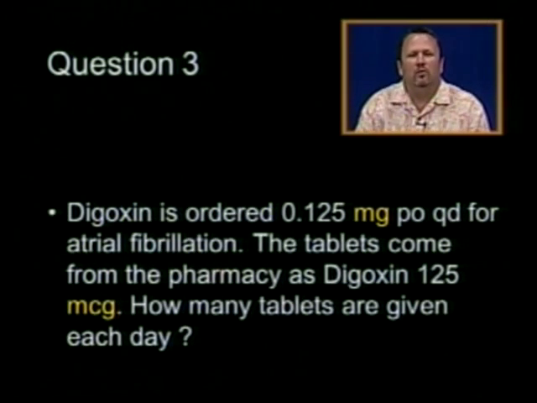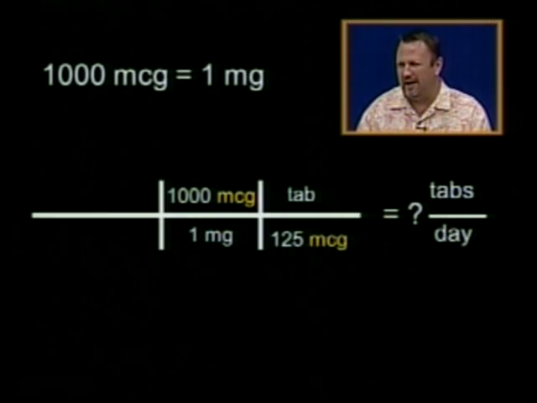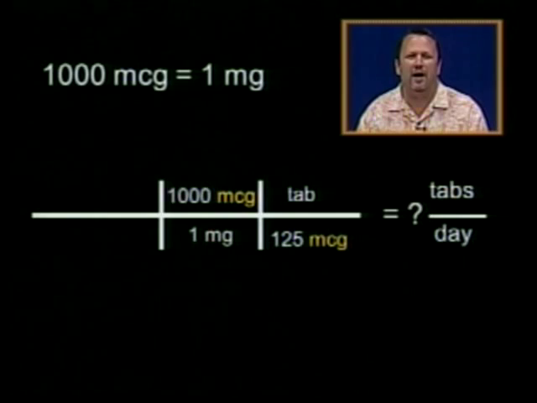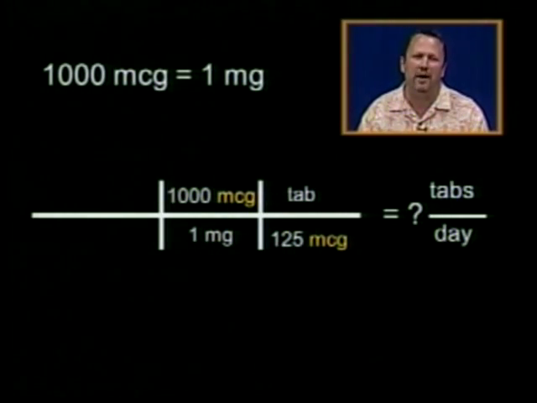Well, here we're converting from milligrams to micrograms, so we might as well do that. There is 1,000 micrograms per milligram. That is something that you will need to memorize if you do not know the metric system.